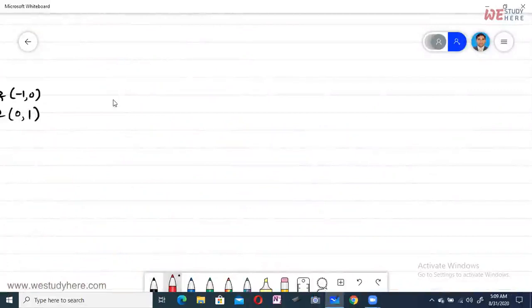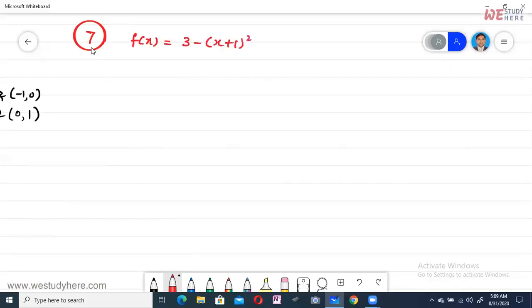Now we are going to start the next question, question number 7. In question number 7, the function f is defined by f: x goes to 3 minus (x plus 1) whole square, that is, f of x is equal to 3 minus (x plus 1) whole square, for x greater than or equal to -1. Explain why f has an inverse.